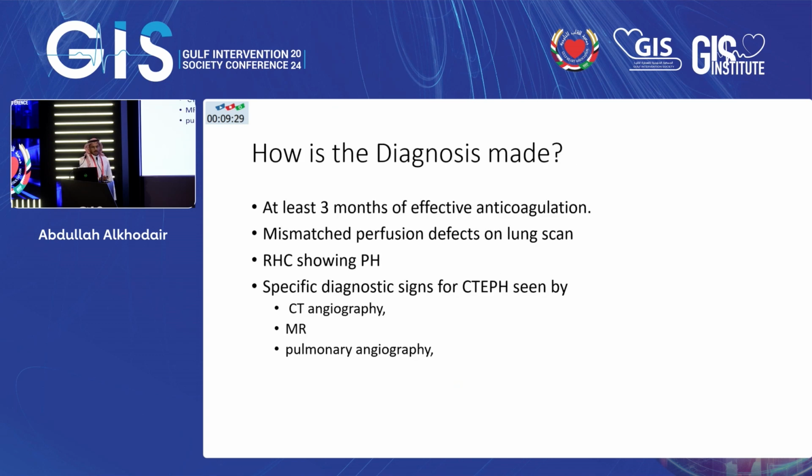Before we do the scan, we need at least 3 months of effective anticoagulation. And I will underline the word effective, because not every anticoagulation is truly effective anticoagulation. After that, you should repeat the scan and ensure that the perfusion defects have not changed. If that's the case and you have increased RV pressure, then you have your diagnosis. It is good to have that supplemented with other imaging findings like CT, MR, or pulmonary angiogram.